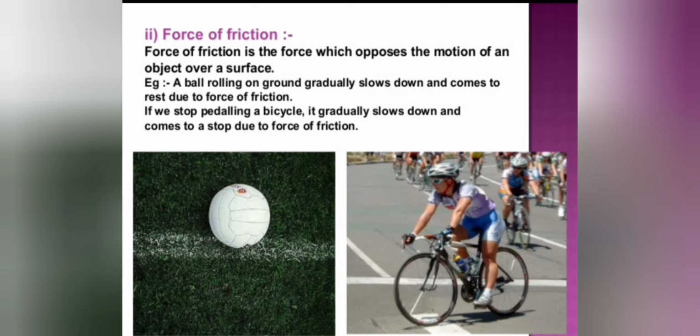The second type of contact force is force of friction. Force of friction is the force which opposes the motion of an object over a surface. For example, a ball rolling on the ground gradually slows down and comes to rest due to the force of friction. If we stop pedaling a bicycle, it gradually slows down and comes to a stop due to the force of friction.